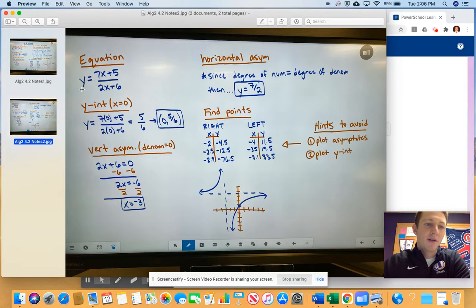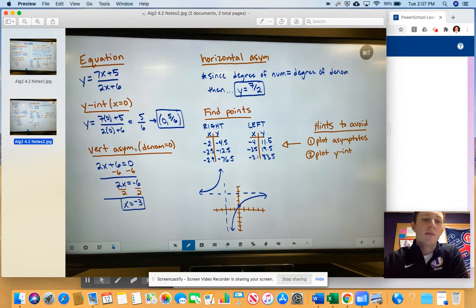So our next equation is y equals (7x plus 5) over (2x plus 6). Again, same kind of steps here. Let's find the y-intercept. Let's plug in 0 for x. So it's 7 times 0 plus 5 over 2 times 0 plus 6. Well, these cancel, so what's left over is just 5 over 6. If it works for you a little faster, if you notice that the degrees of both these expressions are the same, just use the constants at the end.